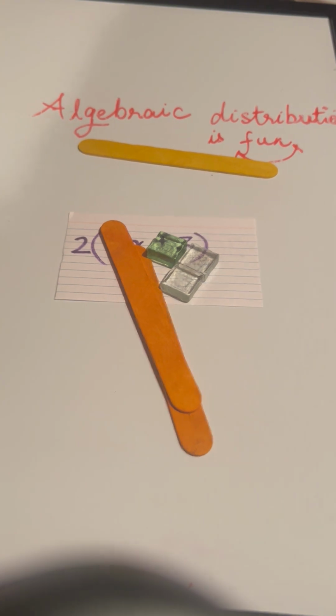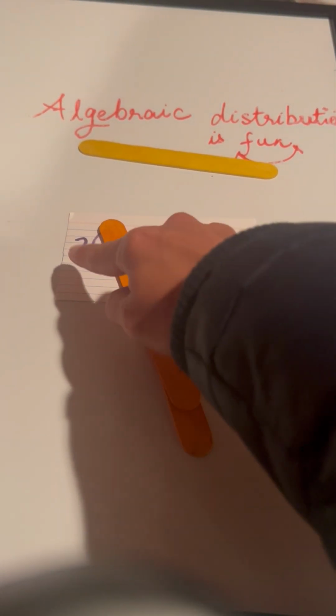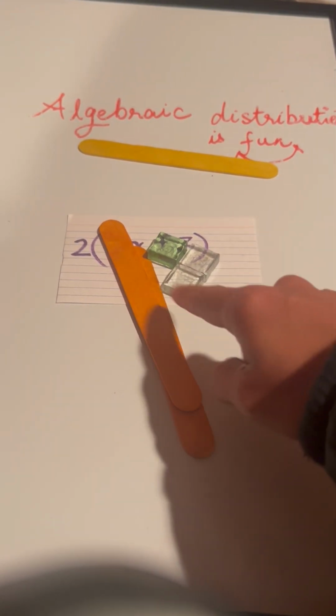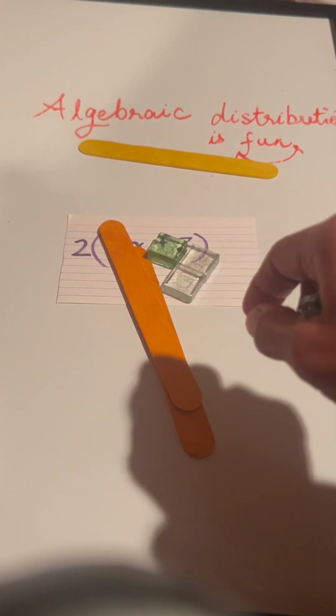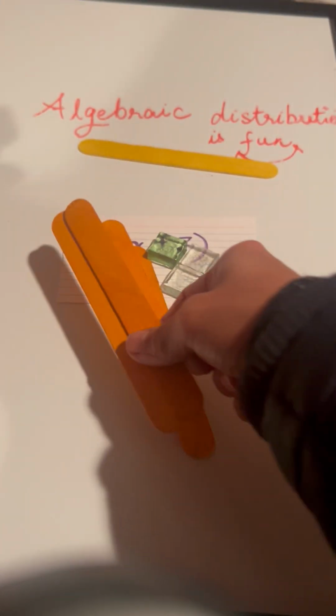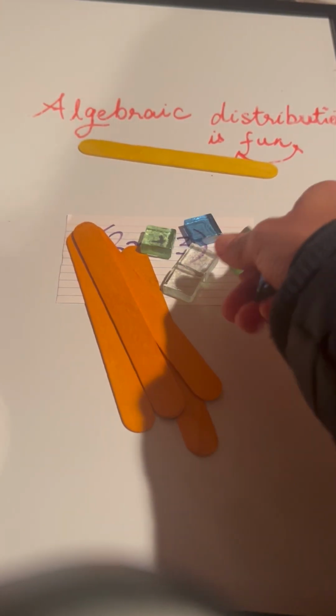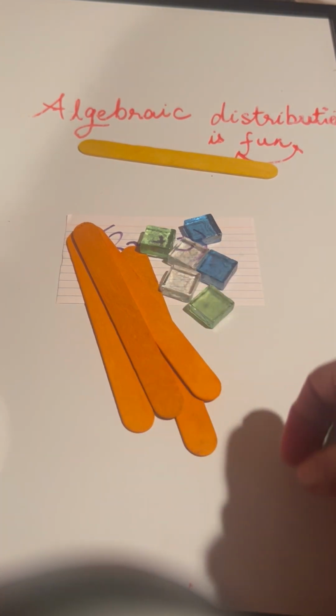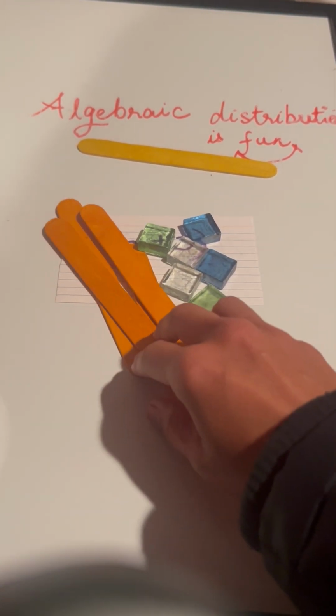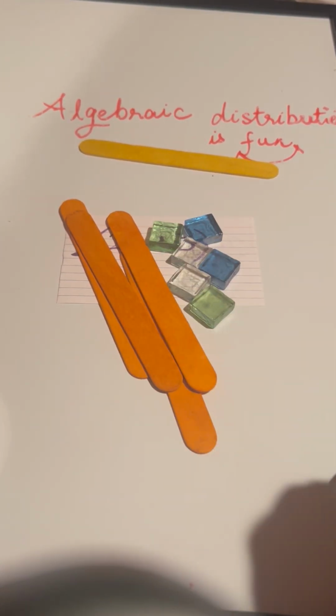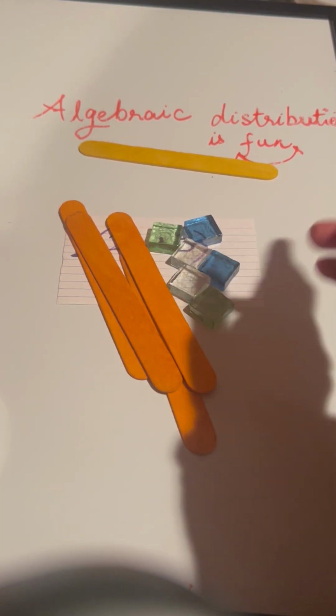That is 2x plus 3, correct? Now I need to double that, right? I need twice of 2x plus 3. So let me throw in 2 more of these here, and let me throw in 3 more of these here. Okay, all right, so I got it all in here now. That's my total number here, twice of 2x plus 3.